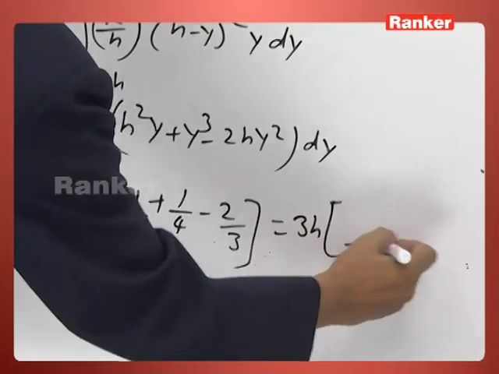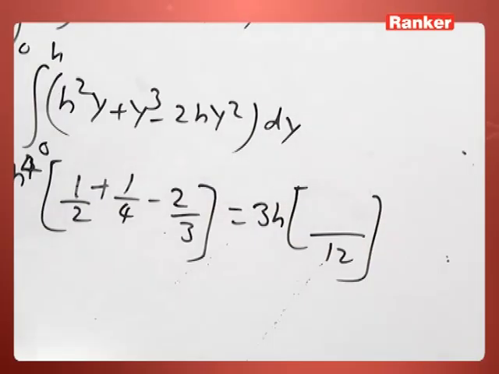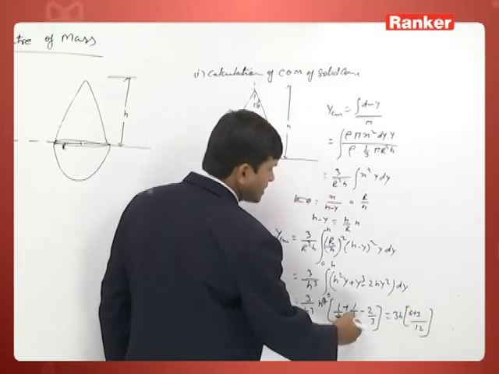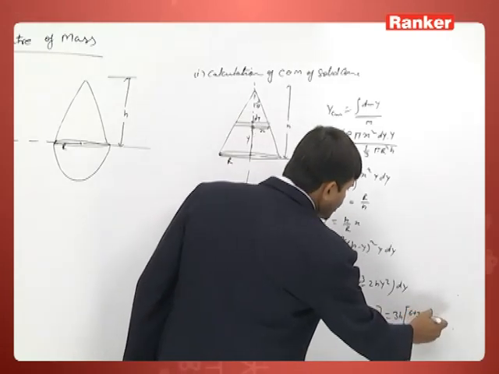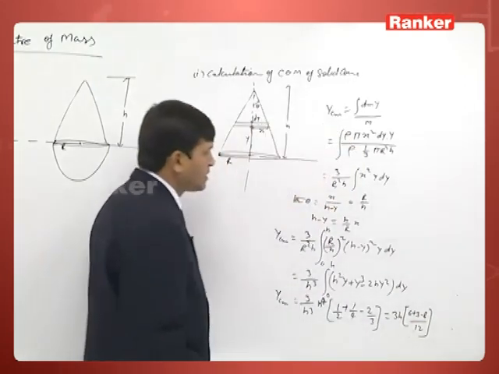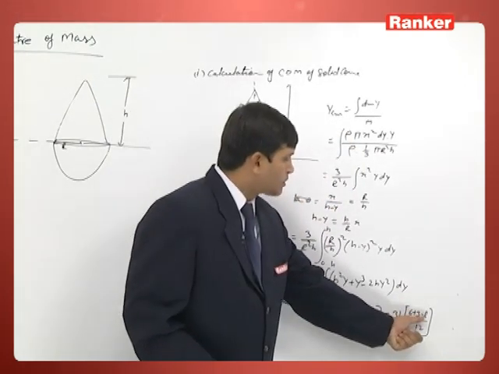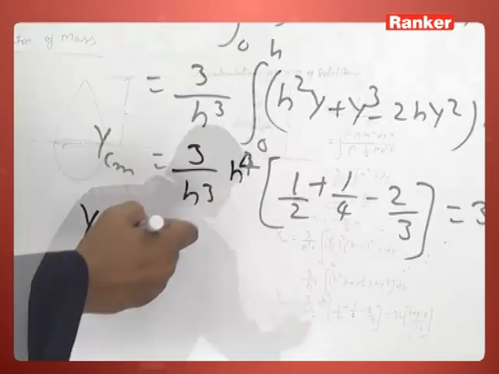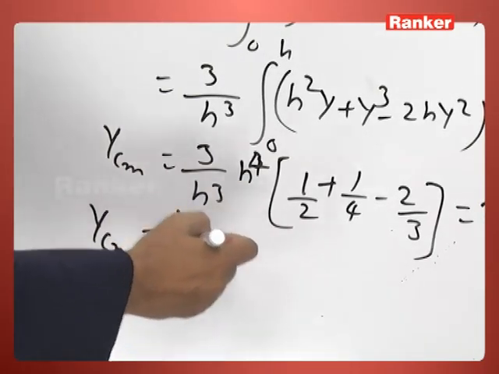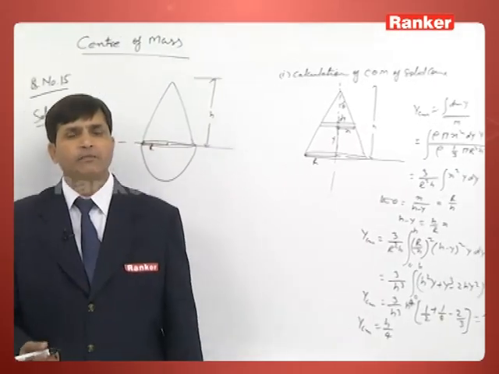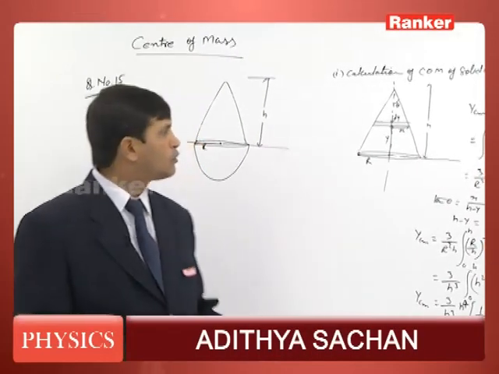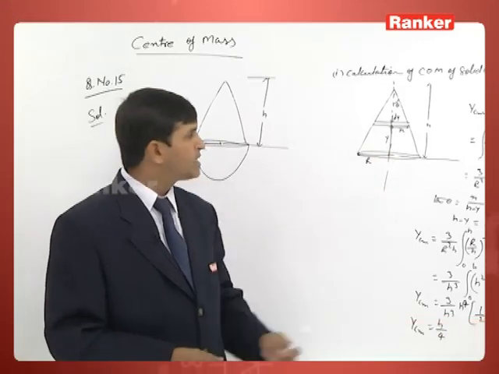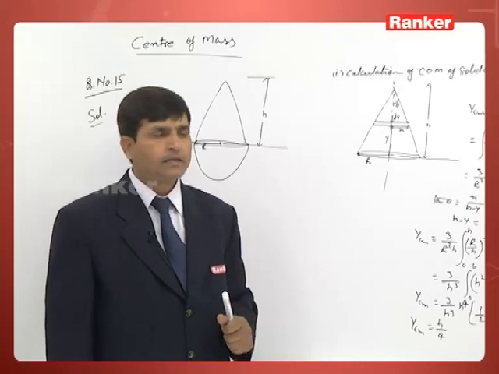3h, 6 plus 3 minus 8. So this is 1 by 12 h by 4. The YCM is coming here as h by 4. It means the center of mass of a solid cone is at height h by 4 from the base.